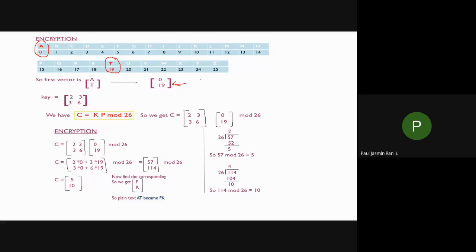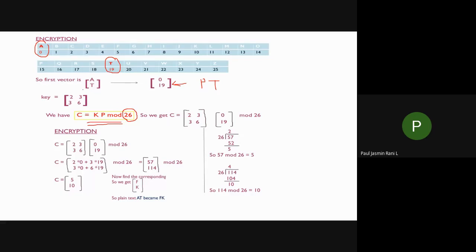Next, after this is your plain text, isn't it? So after this, what you have to do is get your key, because what is the formula for this encryption? In order to get your ciphertext, C is equal to KP, where K is your key, P is your plain text, and mod 26. Why are you using 26? Because you have only 26 alphabets, so you are going to substitute within these alphabets.